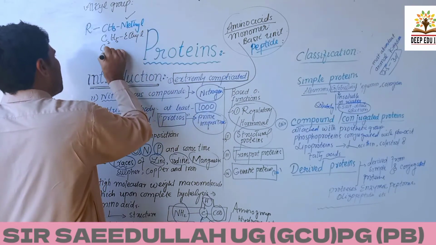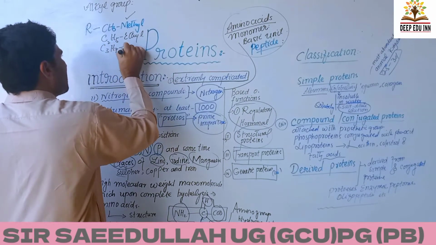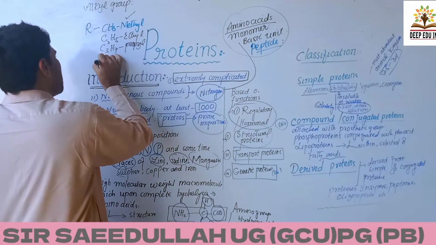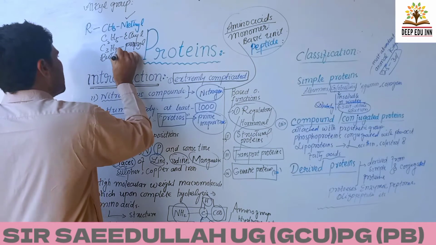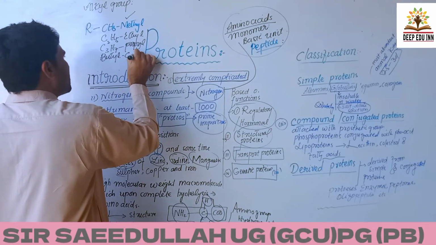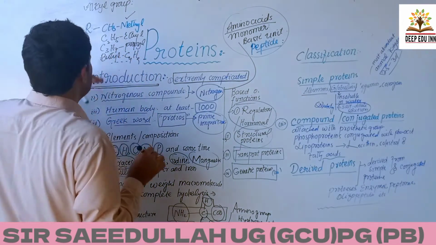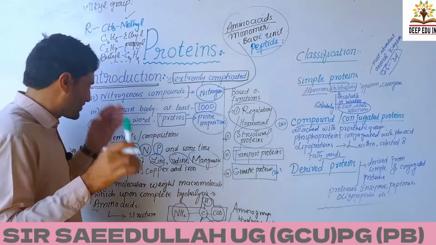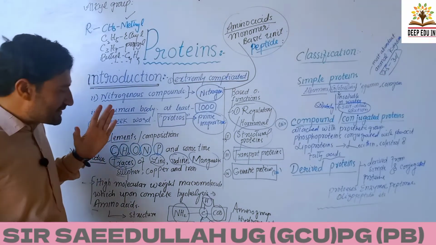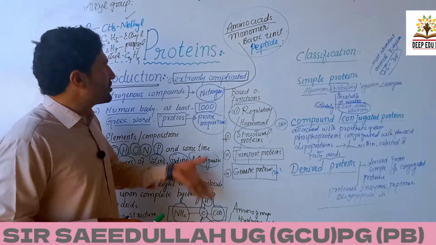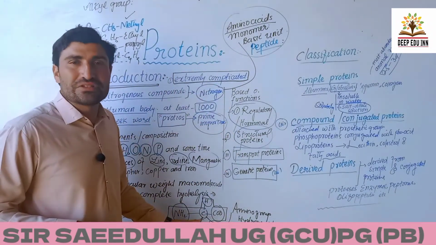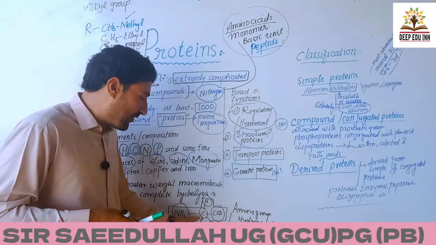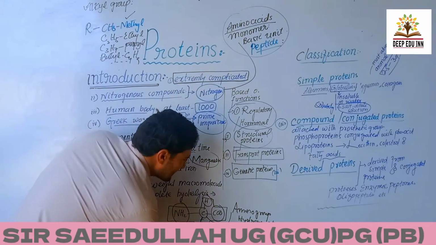propyl, and butyl, that is C4H9, and so on, that is pentyl, hexyl, heptyl, octyl, nonyl, decyl, etc. So the various diversification in the structure of proteins arises due to the different sequencing and the different presence of R groups. So the R is a variant group.